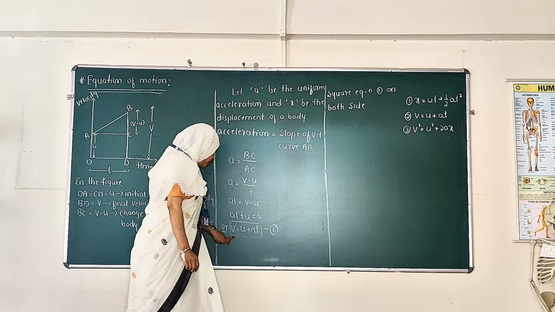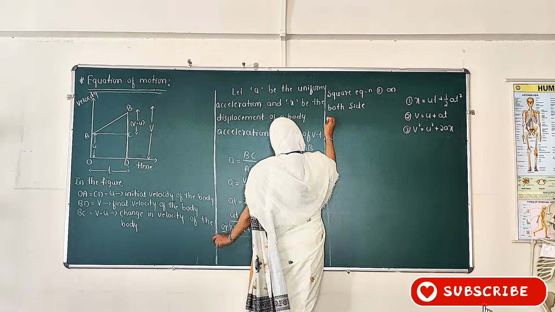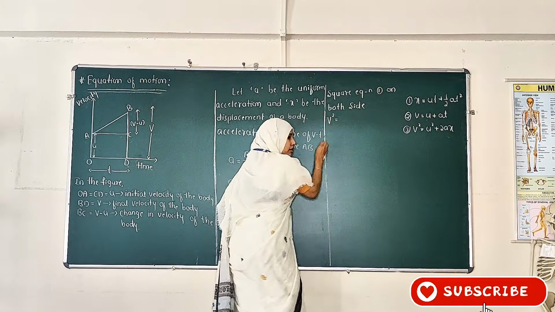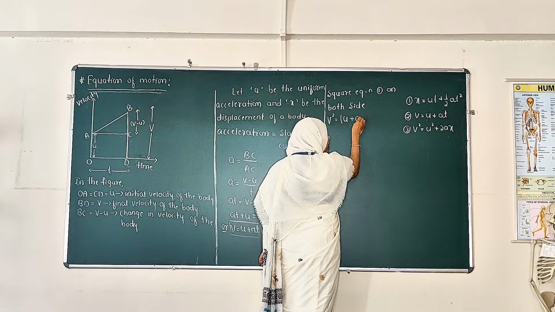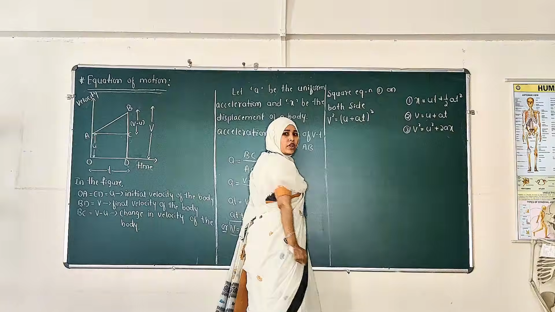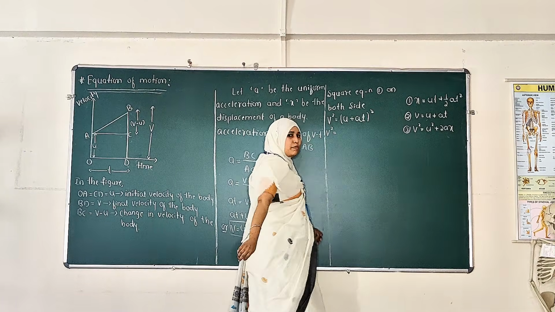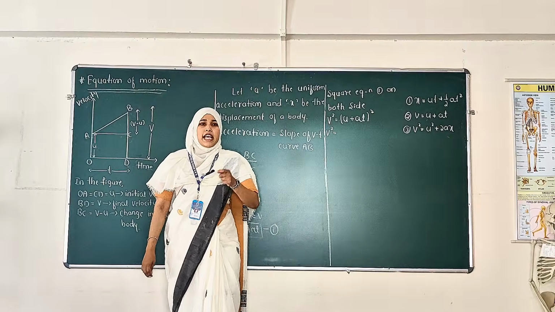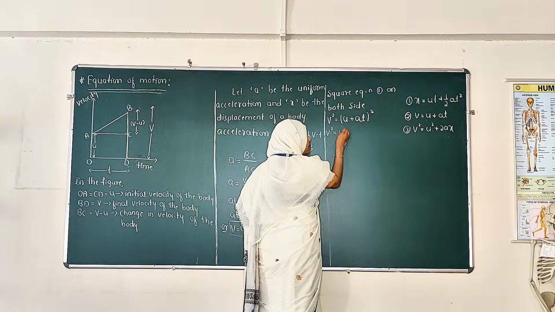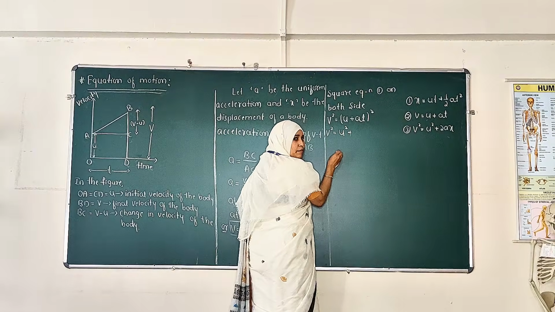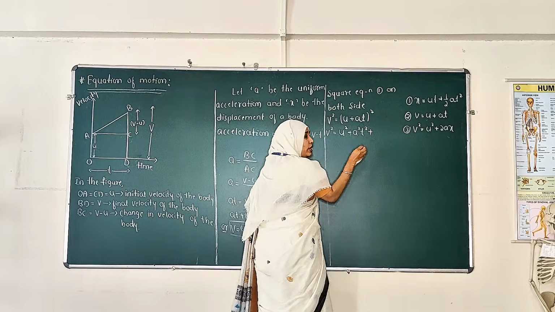What is equation 1? v is equal to u plus at. If I square the v, it becomes v square. Here plus is there, therefore we have to square (u plus at) whole square. Then v square is equal to, is it in the form of (a plus b) whole square? What is the expansion of (a plus b) whole square? Dear student, you already know the expansion is a square plus b square plus 2ab.